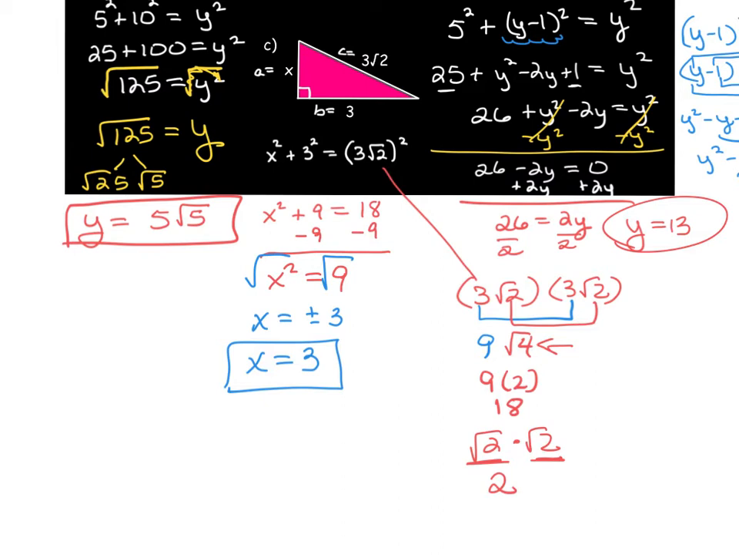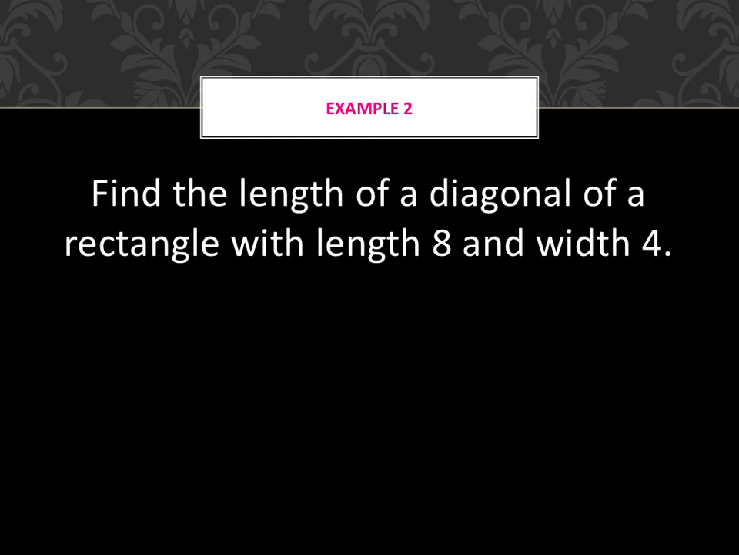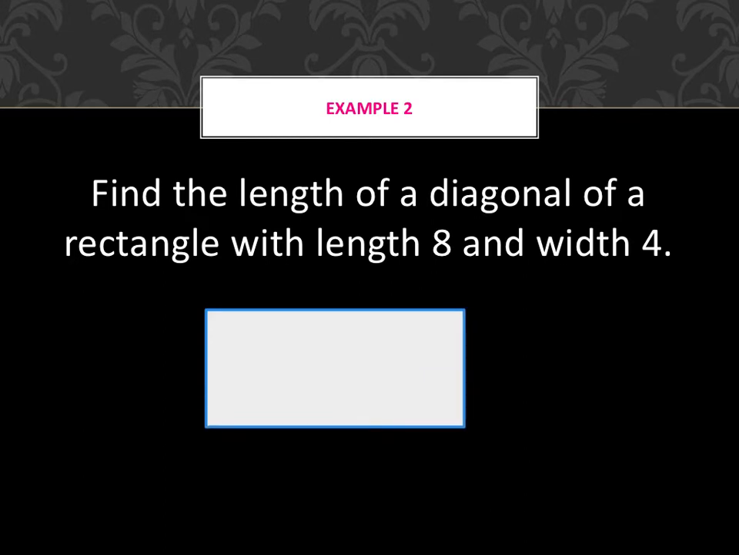Okay. Now we're bringing back our quadrilateral information, what we just took a test on. So here it says, find the length of a diagonal of a rectangle with length 8 and width 4. So let me go ahead and give myself a picture since one was not provided for me. So here's my rectangle. Remember that you should realize that a rectangle is also a parallelogram.